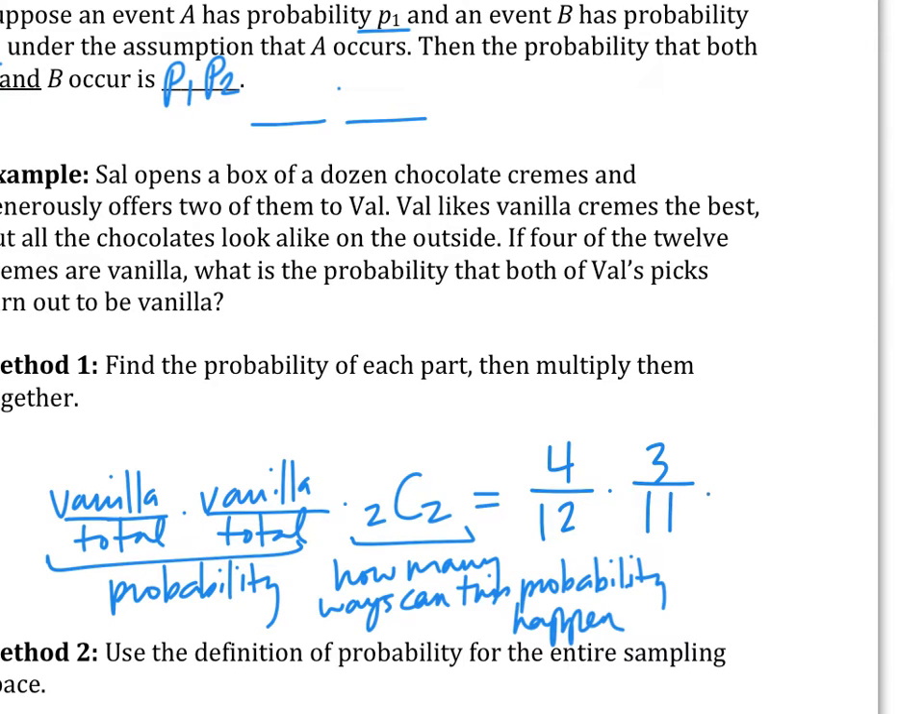Okay, and then multiply by 2C2. How many ways can you pick 2 vanillas out of 2 vanillas? That's going to be 1. So then this turns out to be, this cancels, so that is 4, and 4 and 4 cancel, so this is 1 out of 11.